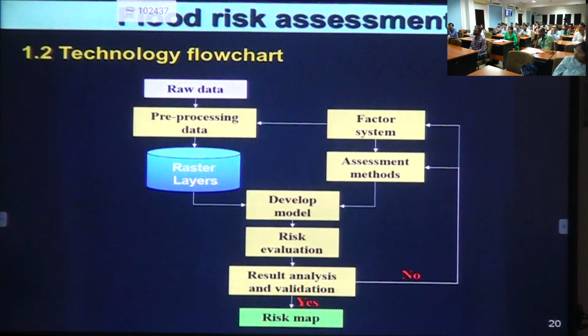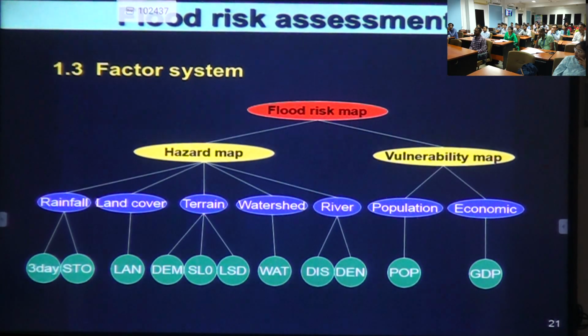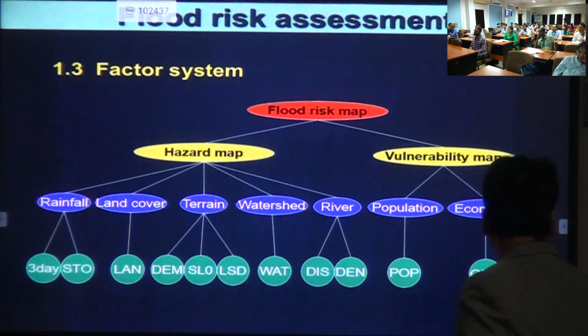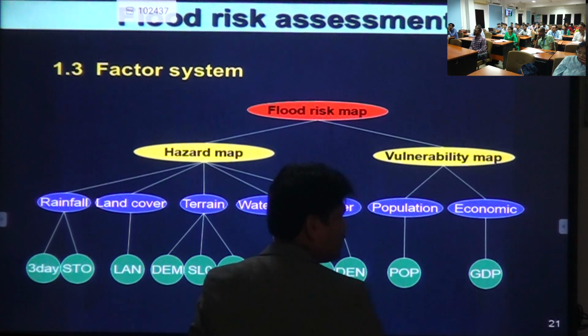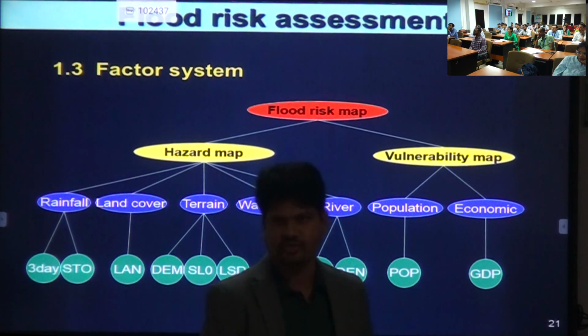Develop a model, then you do the evaluation. So forget about it. Let's go to the next one, step by step evaluation. Now, the question comes, what is a factor system? Our main, ultimate goal is to produce a flood risk map. Pay attention to it.